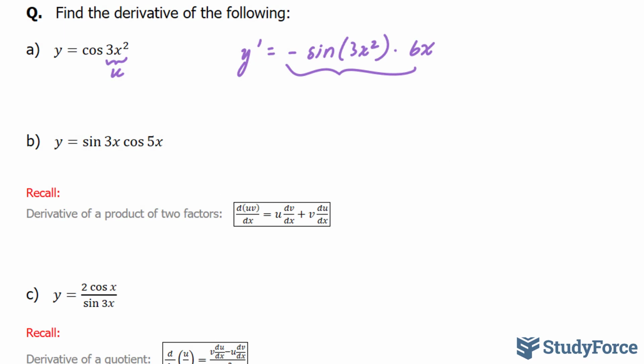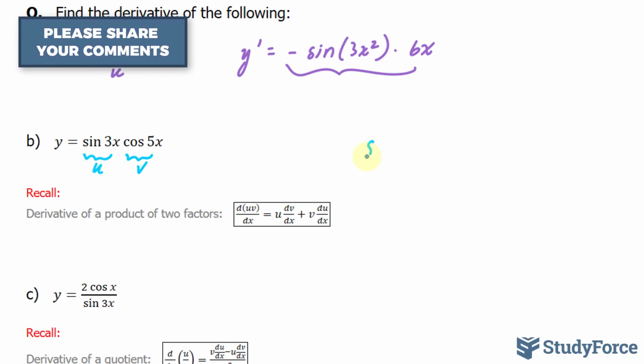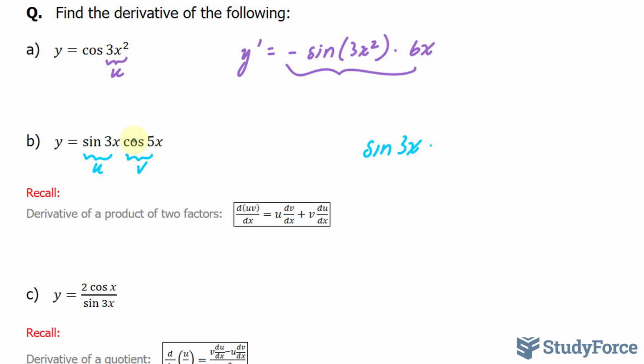In question B, they want us to find the derivative of y is equal to sine 3x times cosine 5x. Here we have 2 functions, or 2 factors. We'll call this factor u, and we'll call this v. And we'll follow the product rule. You should already know how to do the product rule by now, but in case you don't know, it's mentioned here, where we rewrite sine 3x, and don't find its derivative, times the derivative of v. The derivative of cosine 5x is negative sine 5x times the derivative of 5x, which is 5.